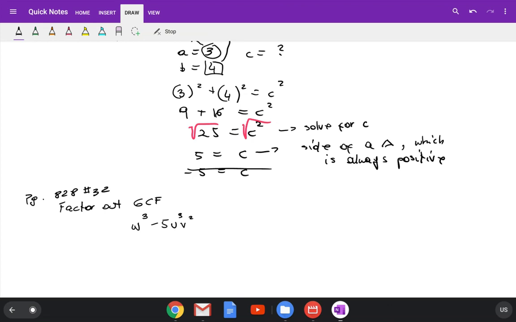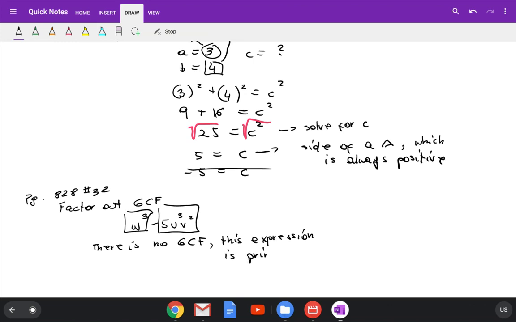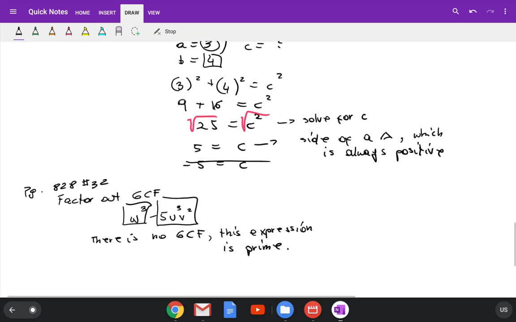Okay, so here again, there is no GCF, no greatest common factor. Why? Because this expression has only w. The second expression has different variables like u and v squared. So there's no common factor, so there's no GCF. This expression is prime. When there is no greatest common factor, the expression is prime. Okay, that's it. We cannot factor out a GCF.